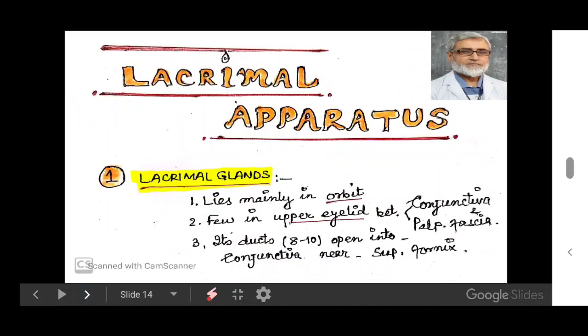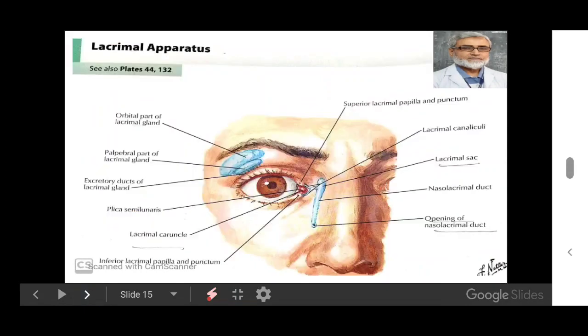Yes, come forward. Regarding the lacrimal apparatus, see here, the orbital part of the lacrimal gland, and the palpebral part of the lacrimal gland. These are the two parts, very clearly green colored. The lacrimal glands lie mainly in the orbit, a few in the upper eyelids, in between the conjunctiva and the palpebral fossa.